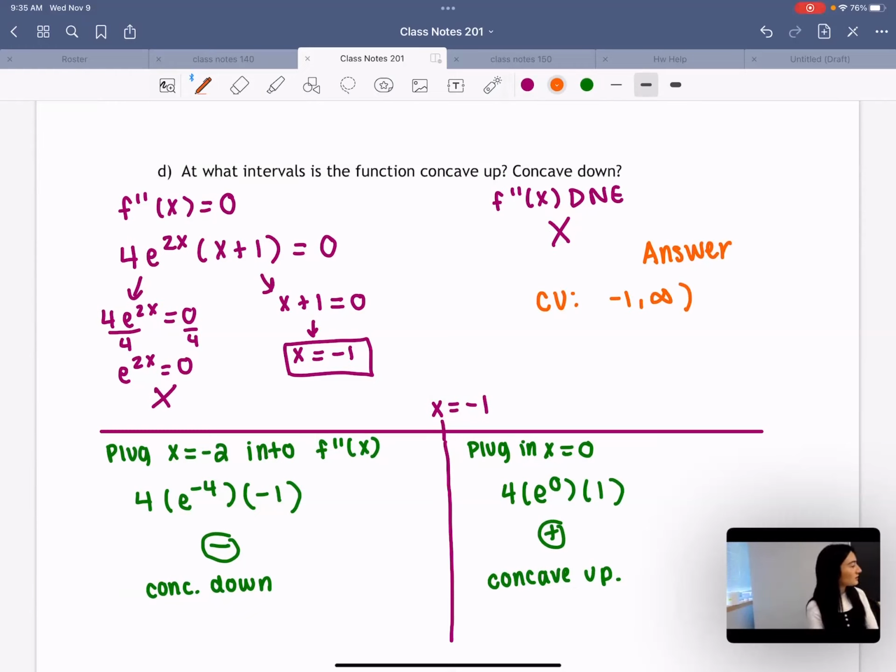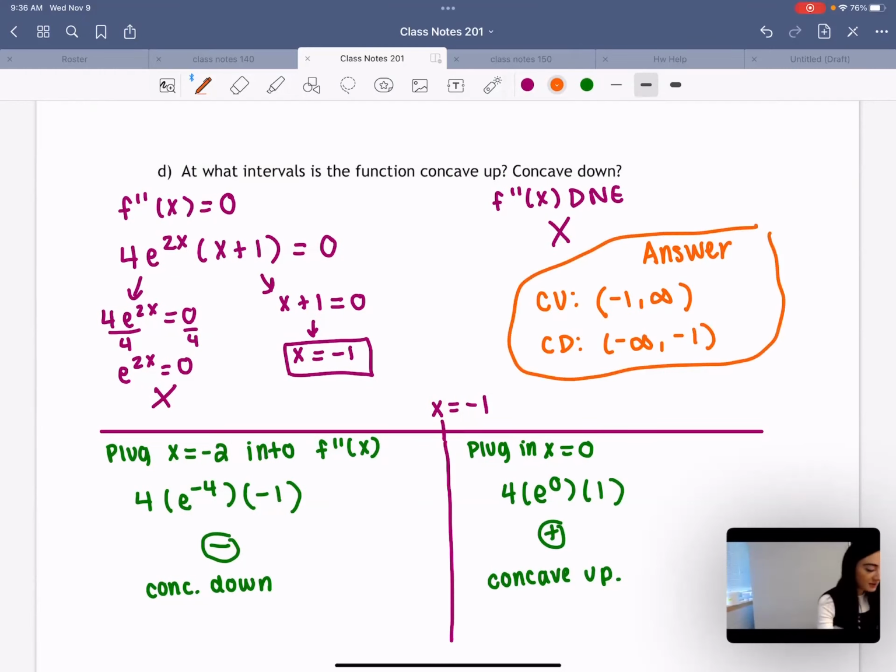Is -1 a parenthesis or bracket? Parenthesis, right? We're not including -1 because we're not concave up at -1. We're concave up after -1. Okay, so we get a parenthesis here. Same thing goes with concave down, except we're going from -infinity to -1 instead. So when you type your answer into WebAssign, this is how we're writing our answer. All right. Any questions on part D?